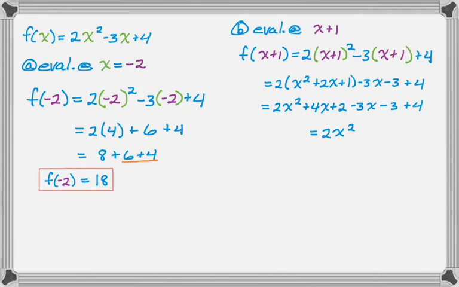So there's only one squared term, so 2x squared. And then I have a 4x, and then minus 3x leaves me with x. And there's nothing else, so I just have plus x. And then there's 2, minus 3 is negative 1, plus 4 is 3, so plus 3.